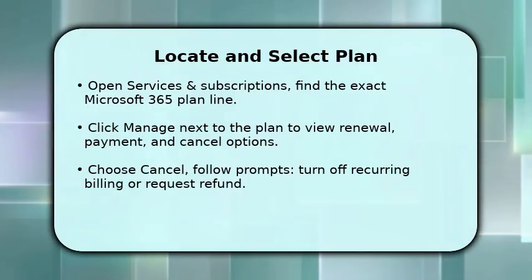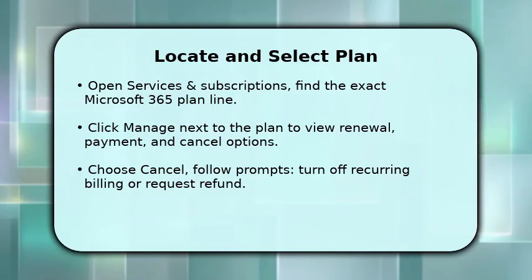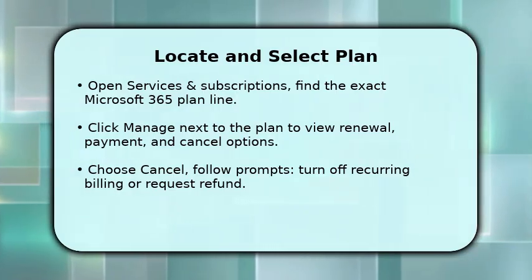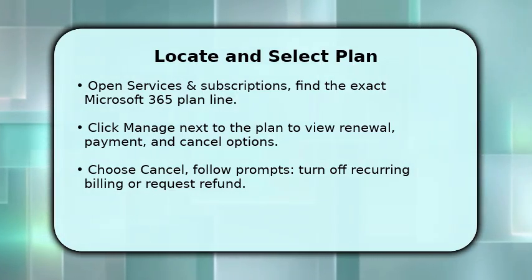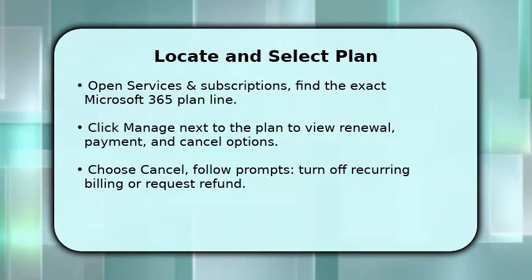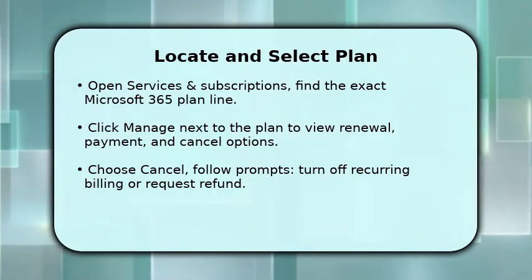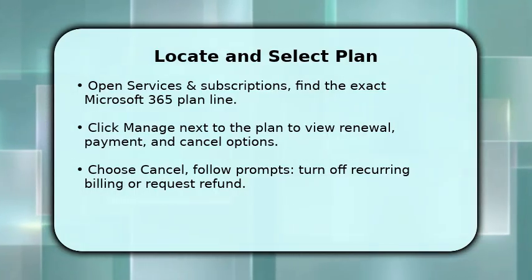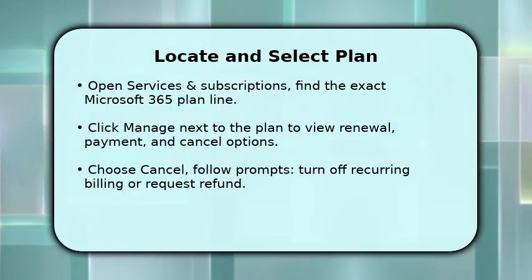Once on Services and Subscriptions, scan the list and identify the Microsoft 365 entry you intend to cancel, because family or business seats can coexist. Click Manage to reveal renewal settings. This is where you disable recurring billing or request a refund if eligible. You'll see options like turn off recurring billing and cancel subscription. Pick the one that fits your timing.